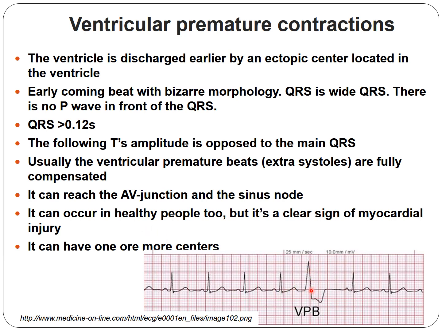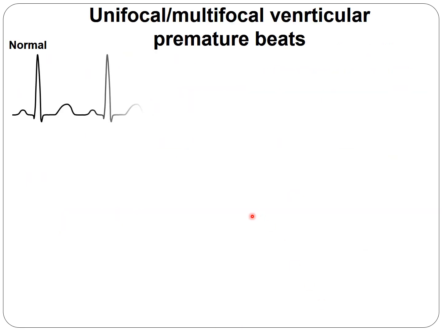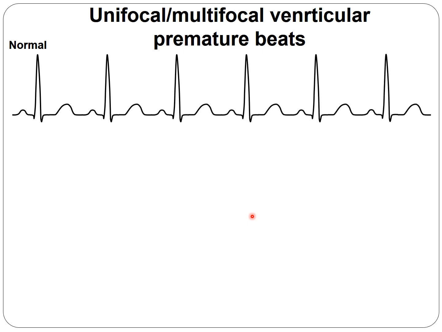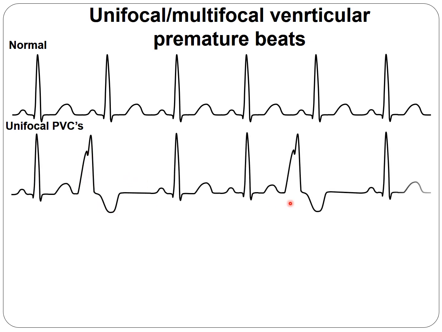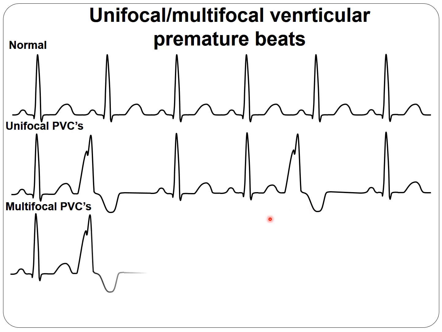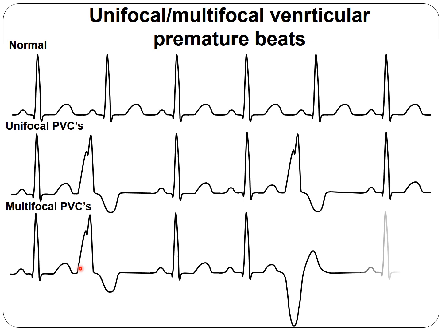You can see very nicely the difference between a supraventricular beat and a ventricular beat. The QRS is wider, bigger, and the T wave is not the same, it's inverted. Unifocal and multifocal ventricular premature beats. Unifocal, when we have these premature beats, they always have the same kind of ventricular shape. Multifocal, when they come, they have different shapes. It means that this early coming ventricular beat doesn't come from the same area.